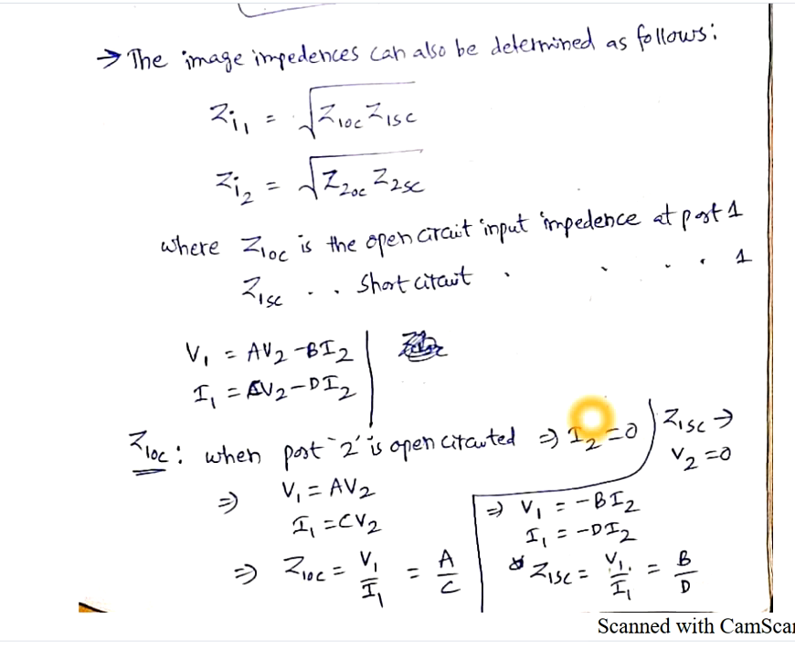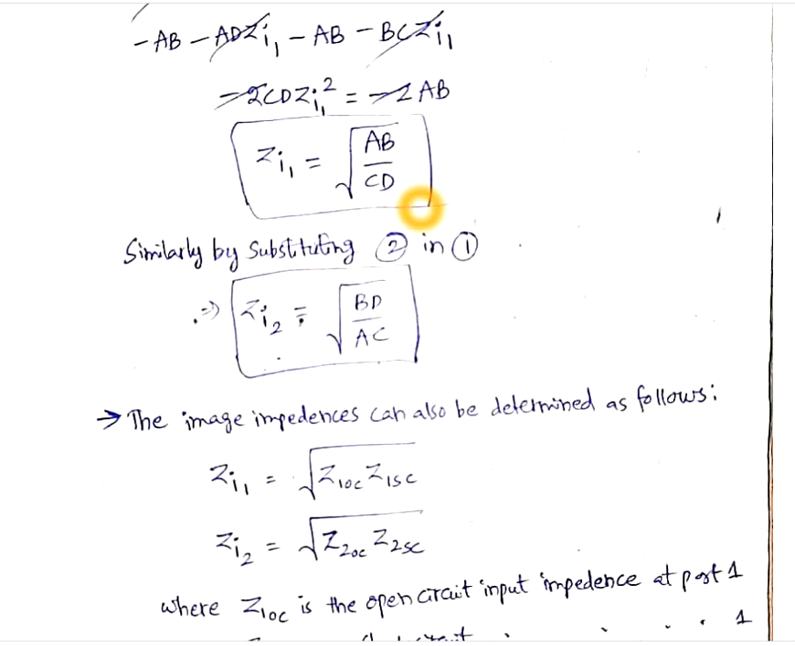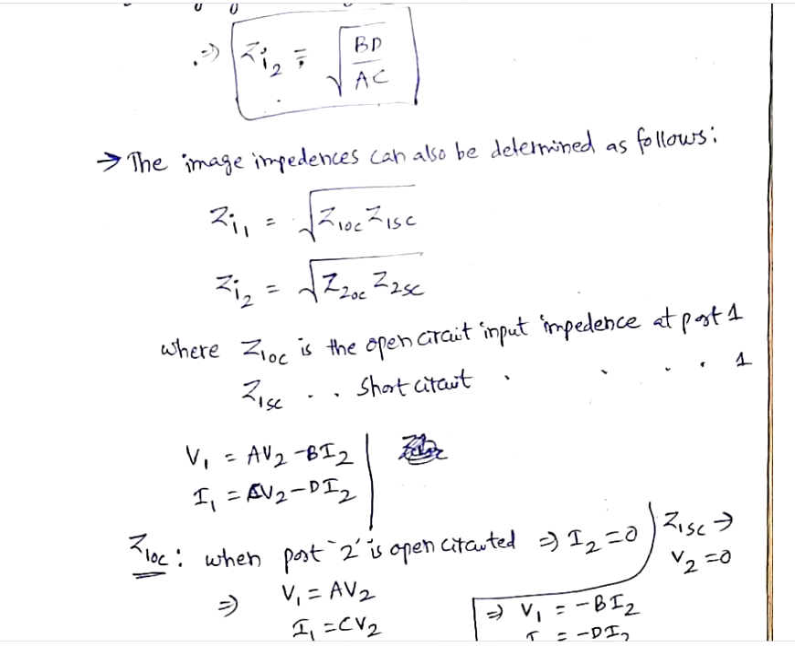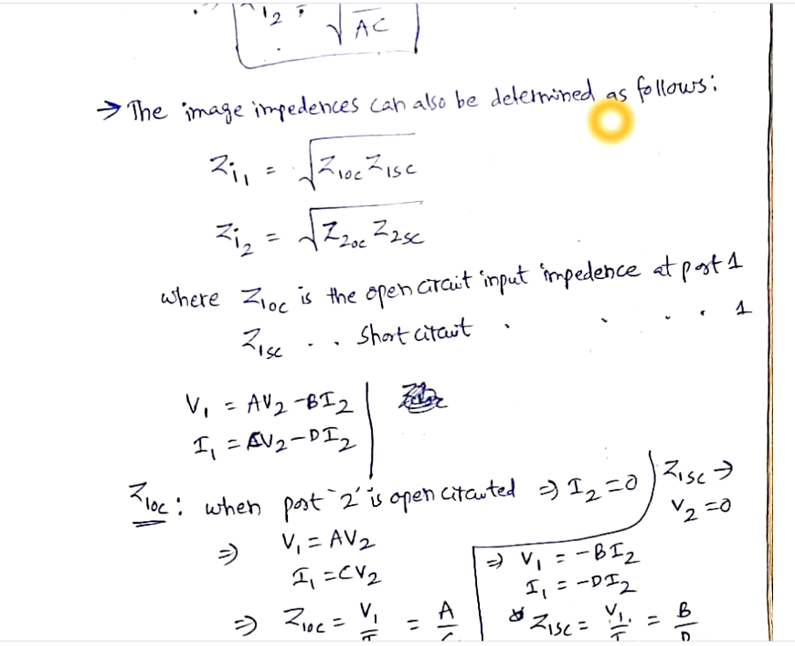Right. Now in this lecture we will be seeing the determination of image impedances through open circuit and short circuit impedances. Fine. So that means first we will see the formula and we will prove that we can determine Zi1 and Zi2, and then we can verify the same expressions in terms of ABCD through OC and SC impedances. Fine. Okay. So image impedances can also be determined as follows.